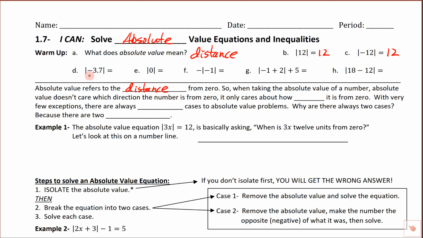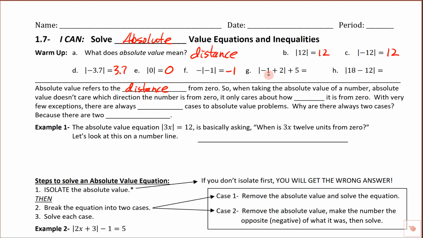So if we've got the absolute value of negative 3.7, the answer is 3.7. Absolute value of 0, how far is 0 from 0? 0. Okay, this one right here gets a little bit interesting. This is asking a question: how far is negative 1 from 0? Well, it's 1, and then there's a negative out in front. So the absolute value of negative 1 is 1, but that negative out front makes the answer negative. So that's kind of a unique one, and you've got to keep track of those things when they happen.